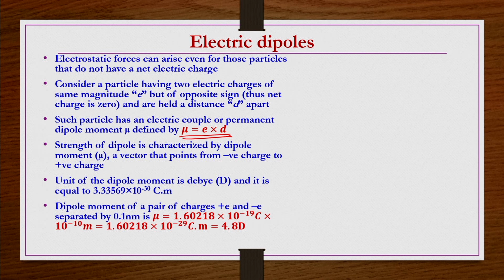So, that comes out to be 1.60218 into 10 power minus 29 coulomb meters, but 3.33564 into 10 power minus 30 coulomb meter is 1 debye. So, if you convert this into debye, you will get 4.8 debye, right. So, pictorially, let us say this is a negative charge here, we have a positive charge here.